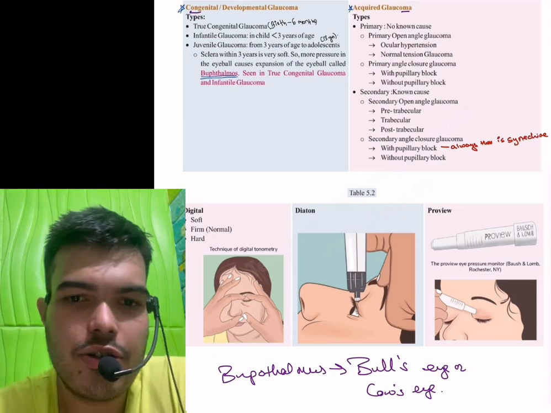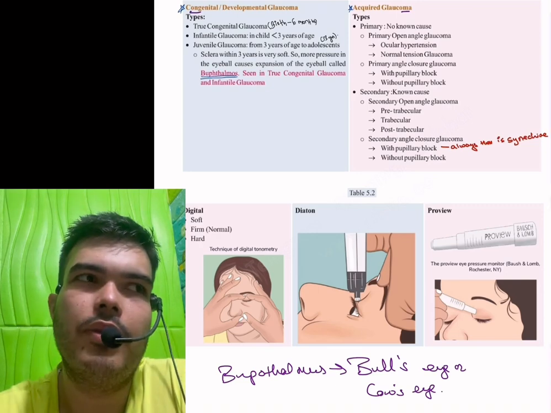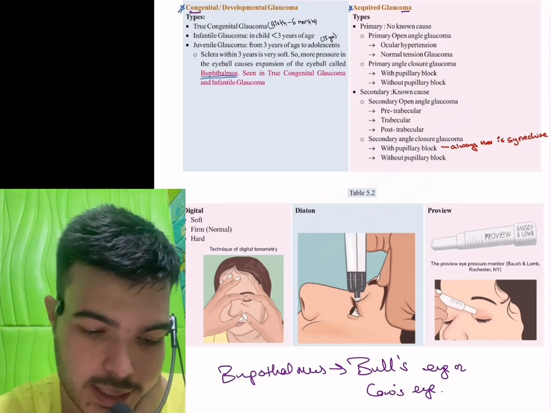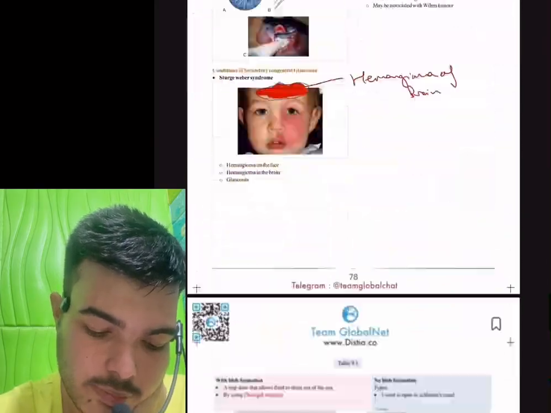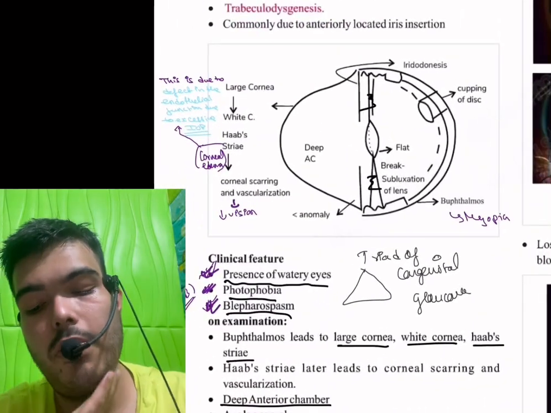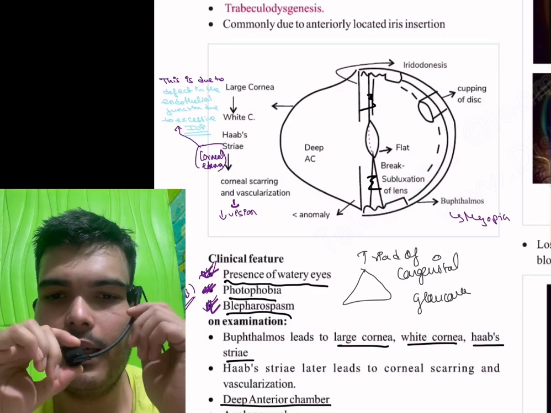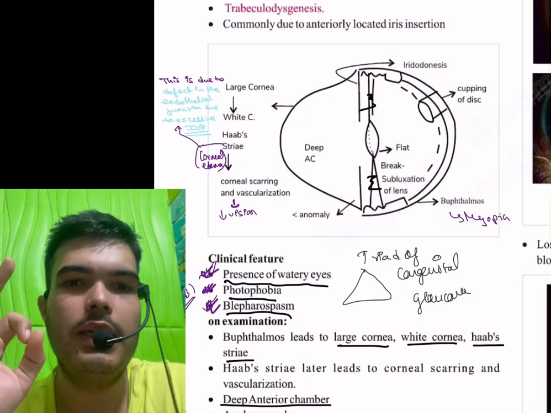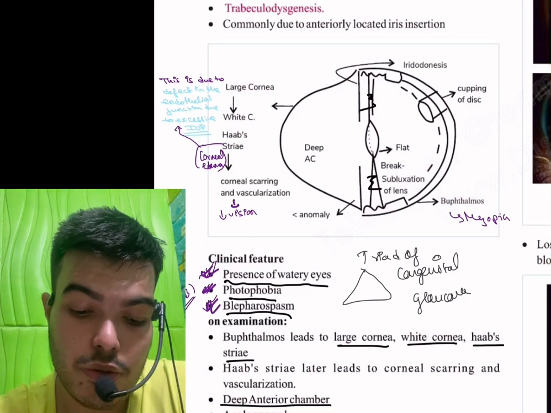There is a triad of congenital glaucoma, which says that there is watery eyes, photophobia, and blepharospasm. So whenever we talk about congenital glaucoma, there's a triad: watery eyes, photophobia, and blepharospasm. I already told you that there will be true, infantile, and juvenile types of glaucoma, and it's also divided into a primary category as well as a secondary category.